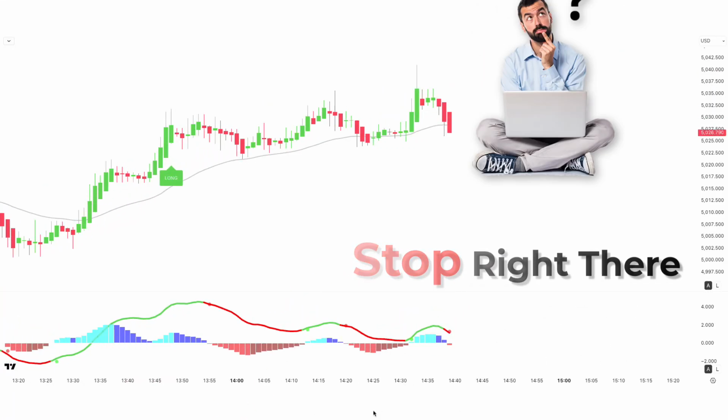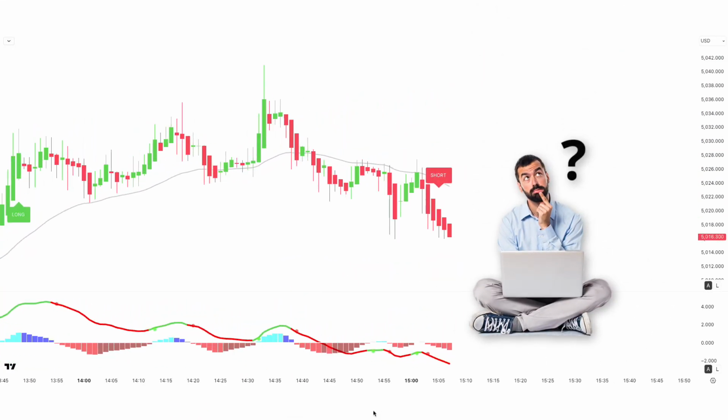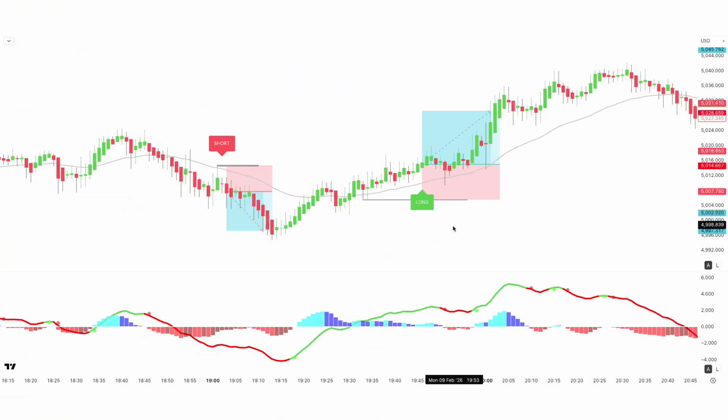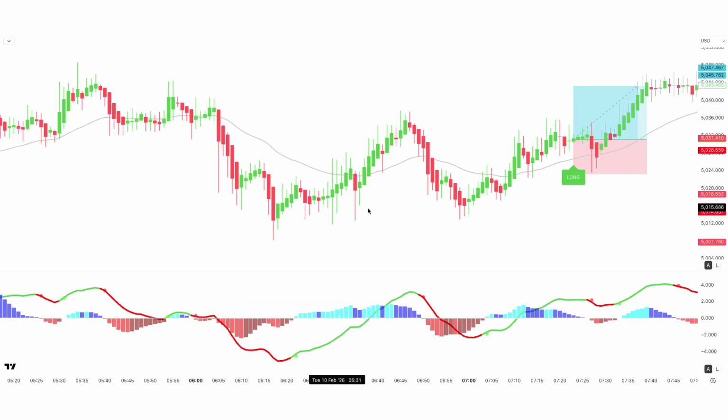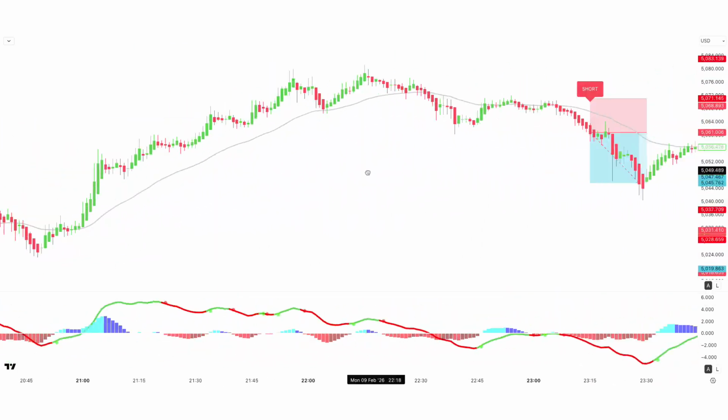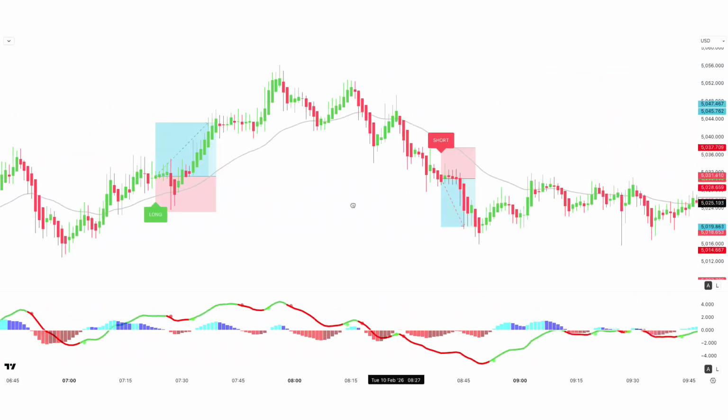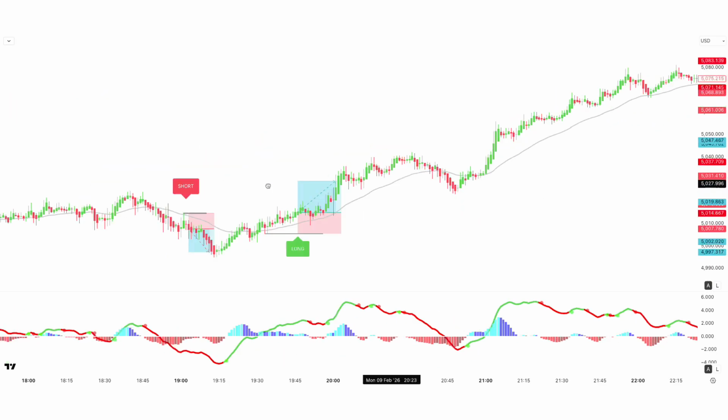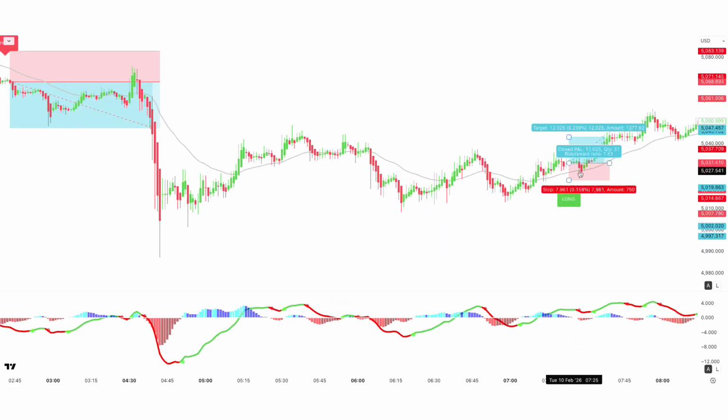Stop right there. If you ignore these settings, you will struggle forever. What I'm about to show you today isn't just any ordinary setup. It is a refined system where the focus is on one thing only: minimizing losses and executing high-quality trades.